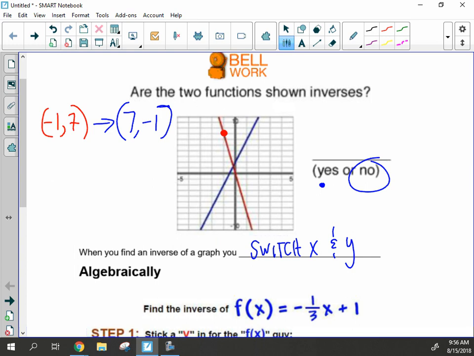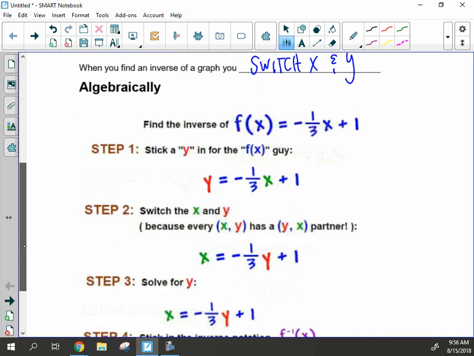So I have a problem that's somewhat worked out, and it's done step by step, so you can see how we should attack our problems when we get to them on the next page. So step by step, here's the explanation of how to find an inverse from an equation.